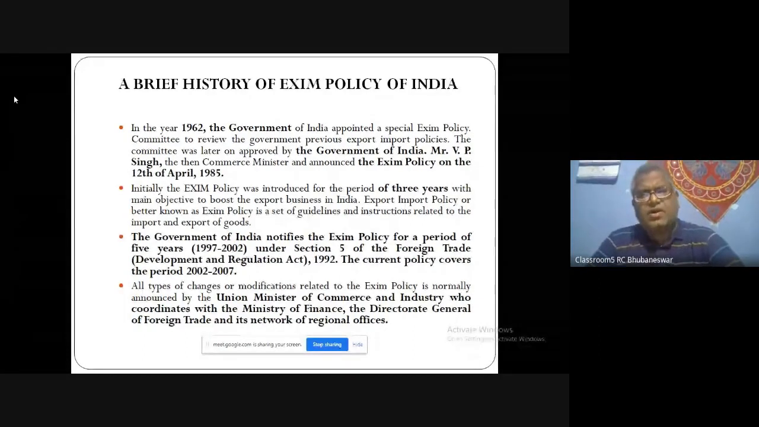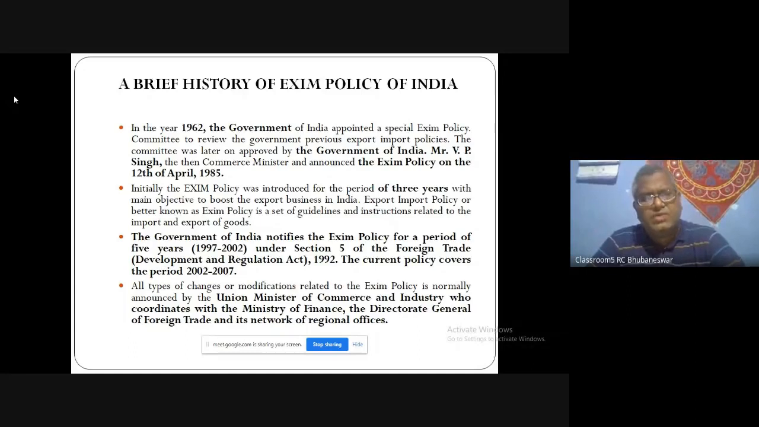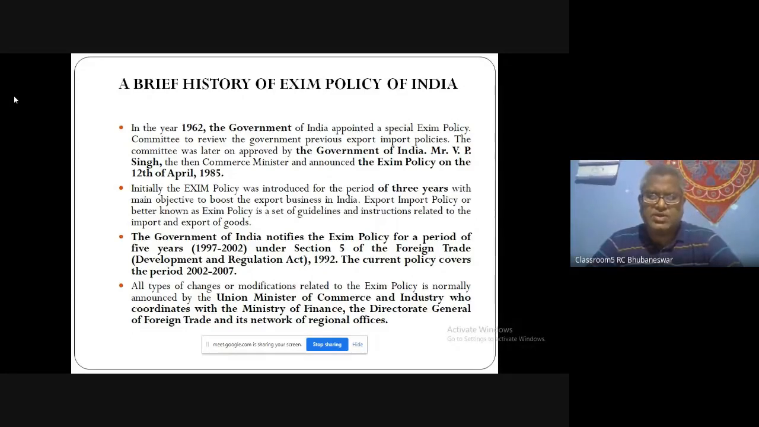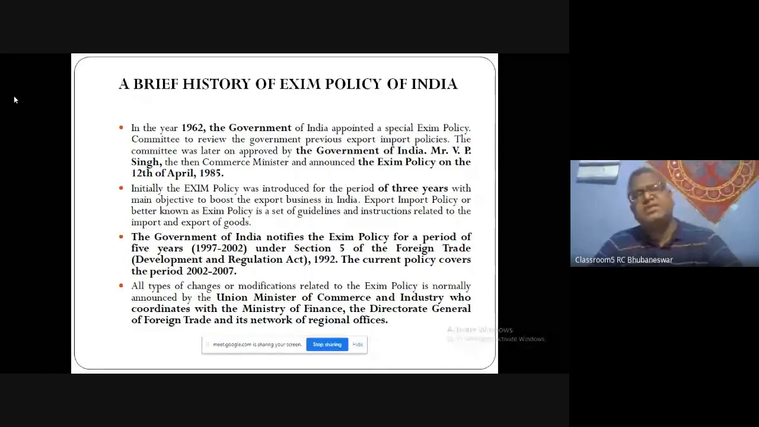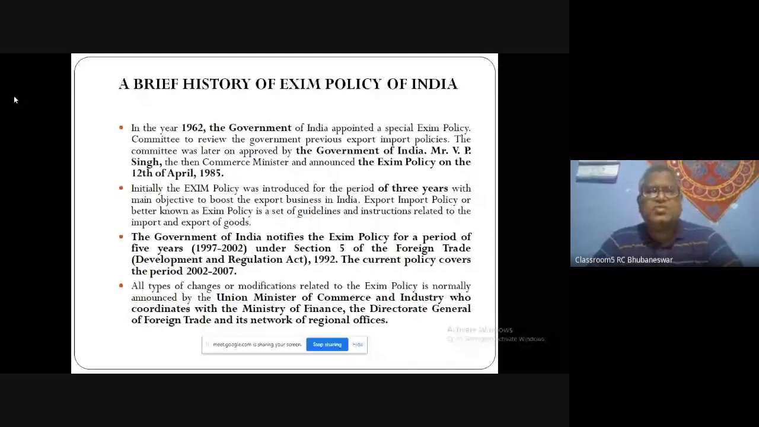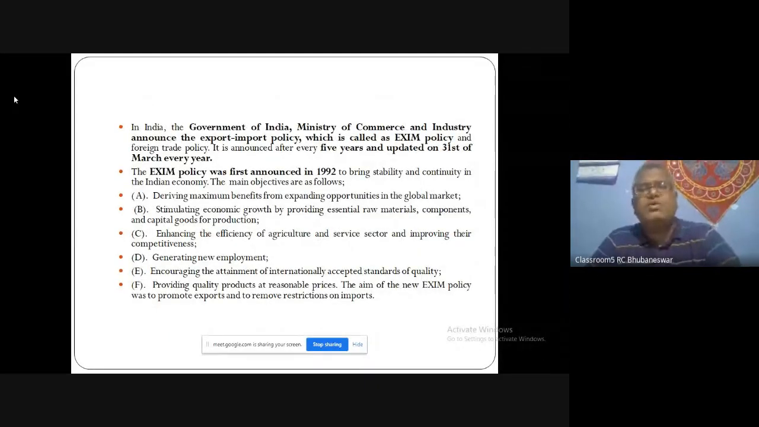All these modifications can be done by the Union Minister of Commerce and Industry, in consultation with the Finance Ministry, the Director General of Foreign Trade, and the regional networks. It means the policy can be changed, with all types of modification, on the advice received from these agencies. This policy is meant for only 5 years, and every 31st March it can be amended also. And the first EXIM policy was announced in 1992.